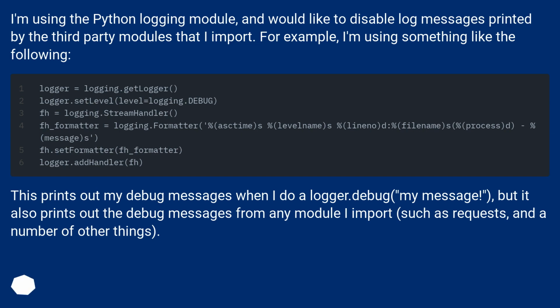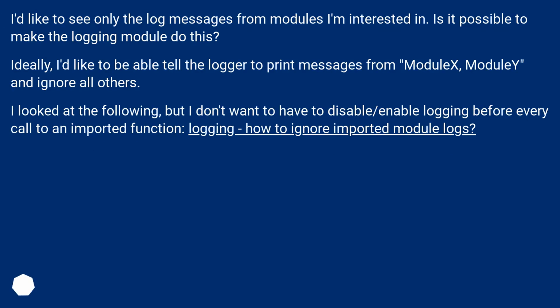This prints out my debug messages when I do a logger.debug my message, but it also prints out the debug messages from any module I import, such as requests and a number of other things. I'd like to see only the log messages from modules I'm interested in. Is it possible to make the logging module do this?